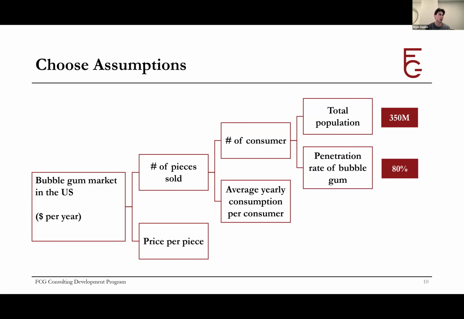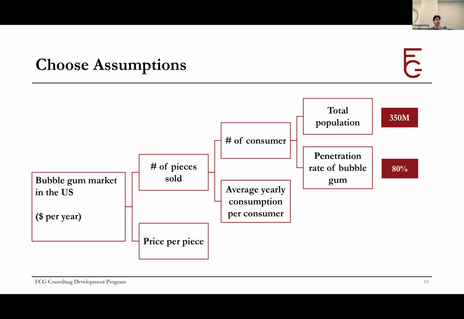That's what I was talking about a couple seconds ago. But I want to choose my assumptions first. I don't want to calculate right away. So now I know that my next assumption to choose is the average yearly consumption per consumer. How much gum do people chew per year?